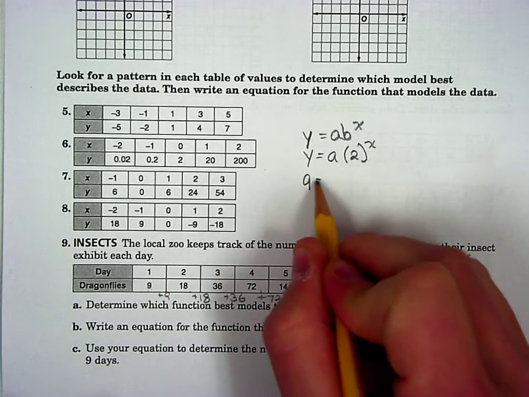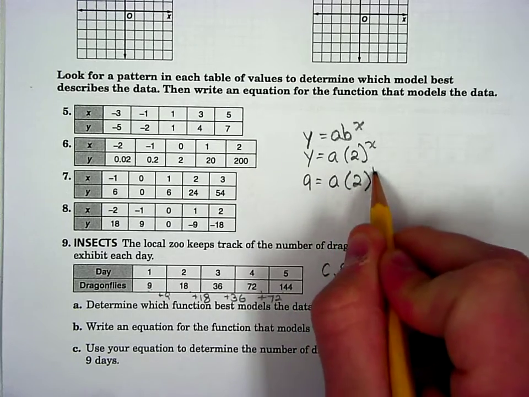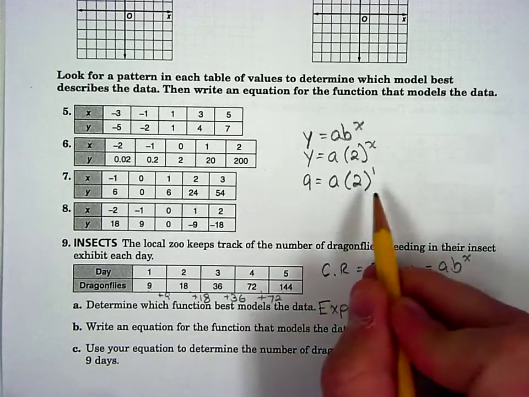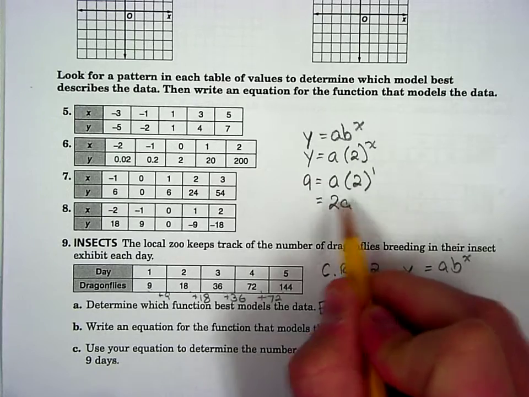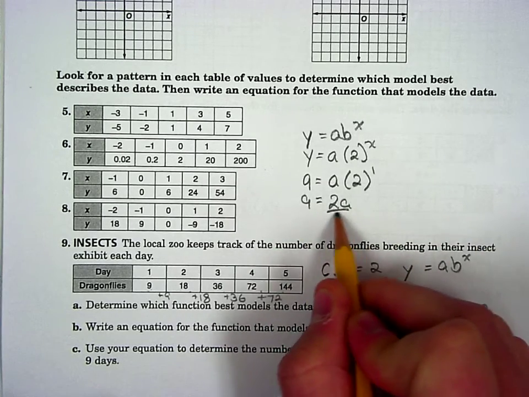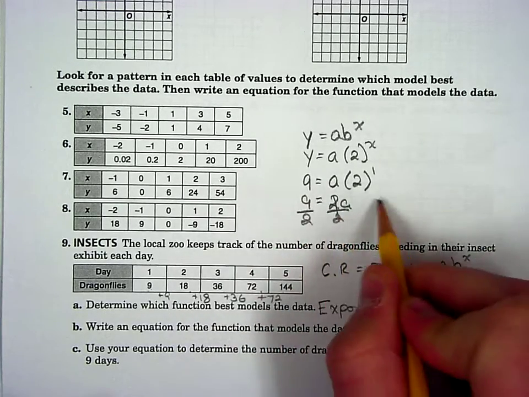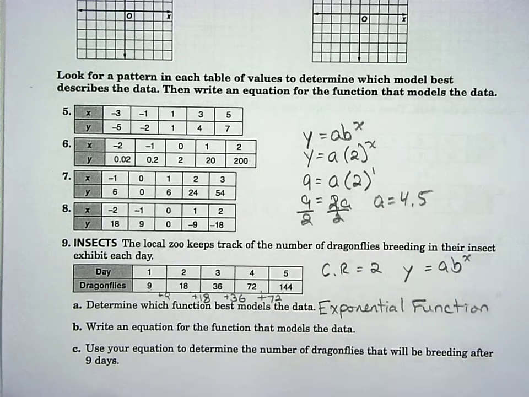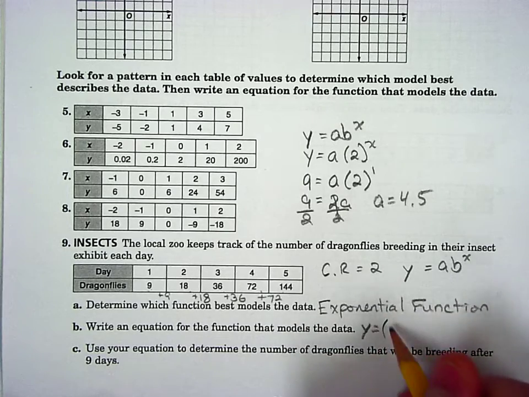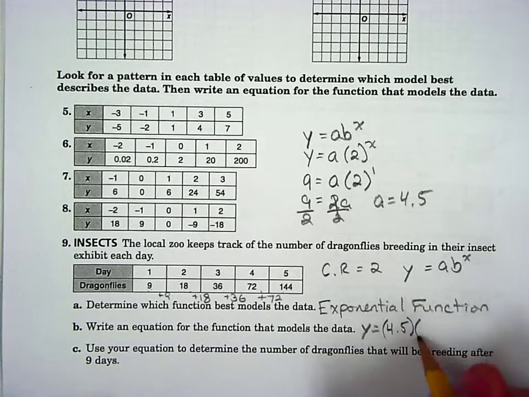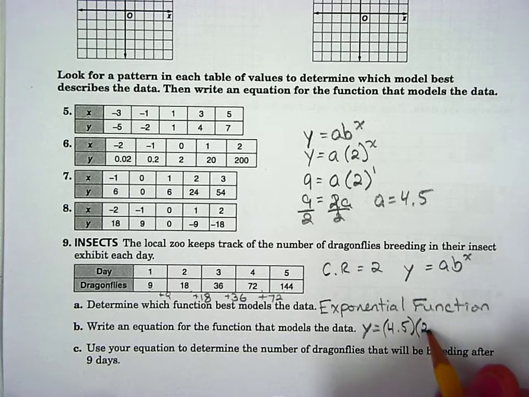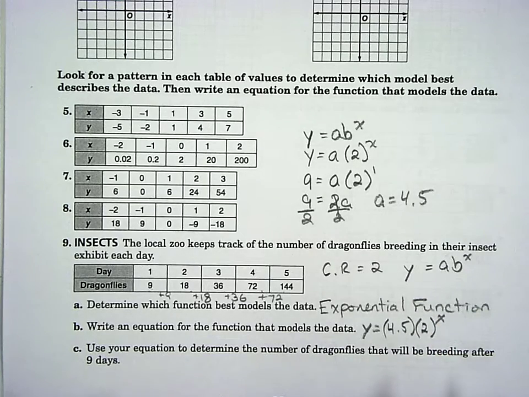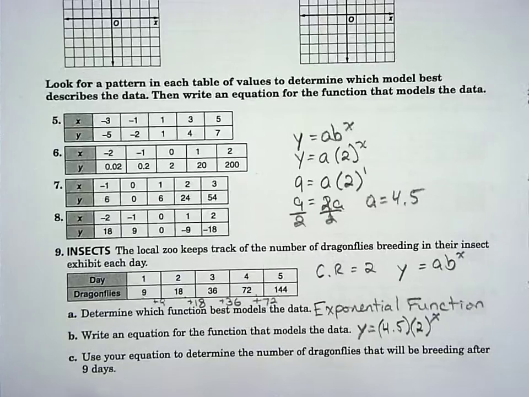So 9 equals a times 2 to the 1. 2 to the 1 is just 2. So 2a equals 9. So a is going to end up equaling, you could either put 9 over 2 or you could have 4.5. Now I know my equation for the function that models the data is going to be y equals 4.5. You don't need the parentheses there, but that's fine. It doesn't make a difference. Times 2 raised to the x. 4.5 times 2 raised to the x.